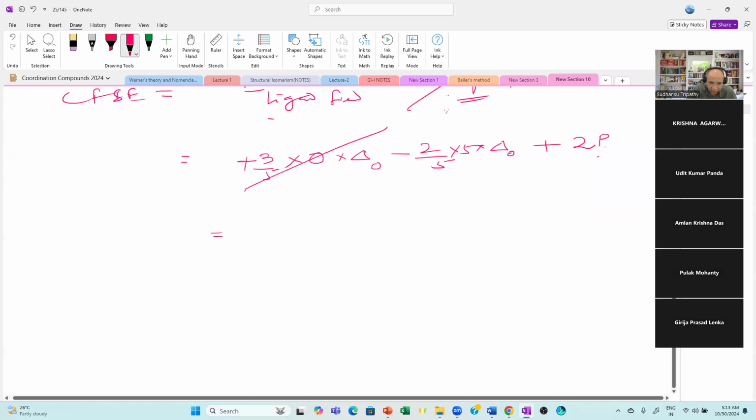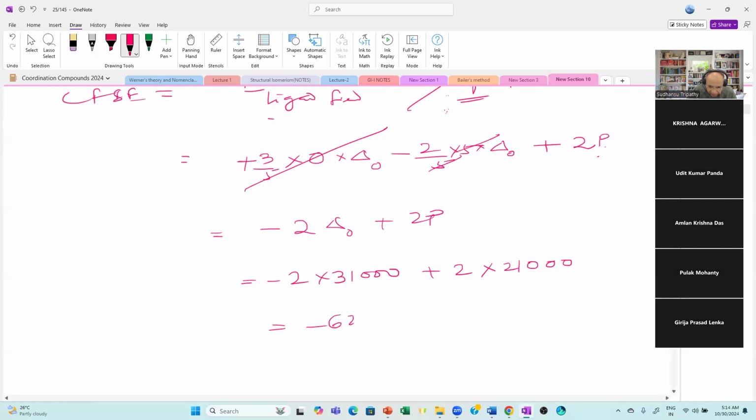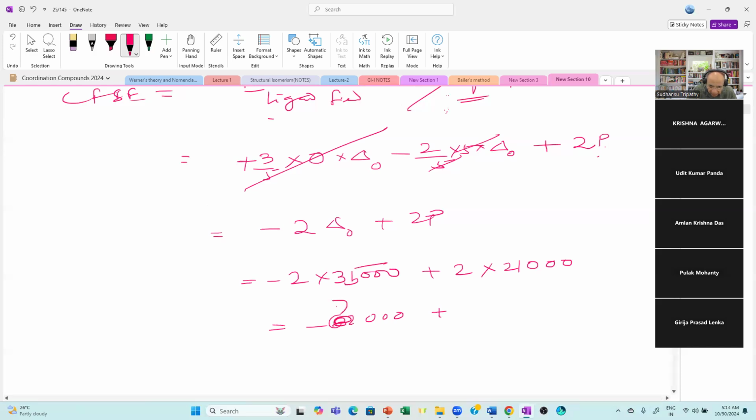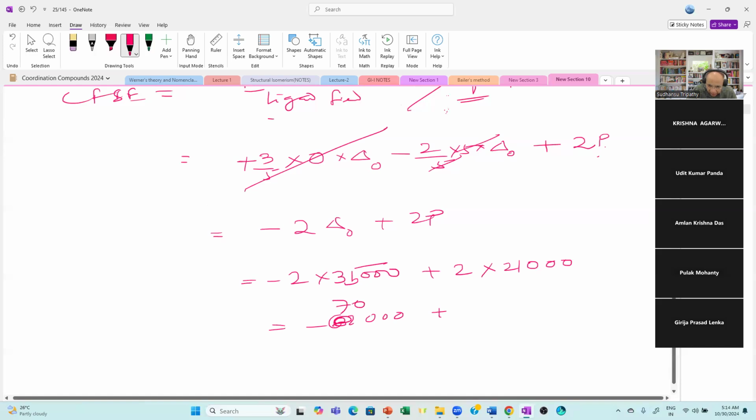So this cancels. So we remain with, 5 gets cancelled. So we have minus 2 del naught plus 2P. So this is minus 2 into 31,000, and this is 21,000. So what is the net? So del O is 35,000. Sorry, 70,000, and this is 42,000.